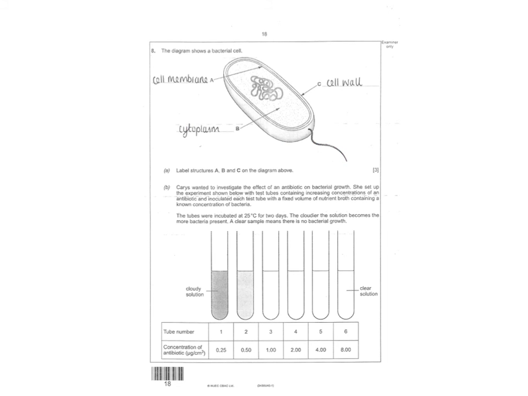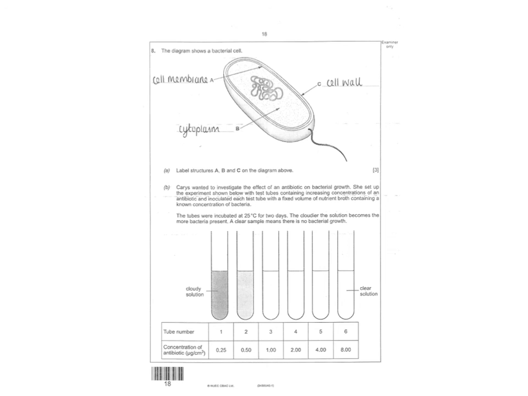The diagram shows a bacterial cell. Label structures A, B, C on the diagram above. So this is stuff that they can ask from last year, labelling a plant, animal cell, etc. So we have the cell membrane, our cell wall on the outside, and then everything that surrounds is our cytoplasm.